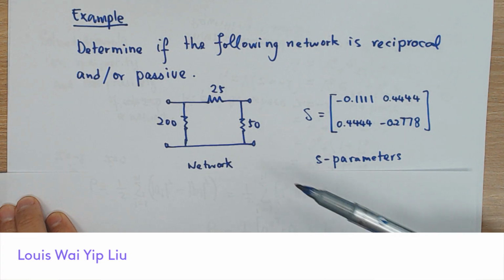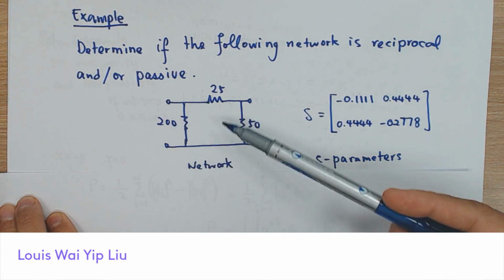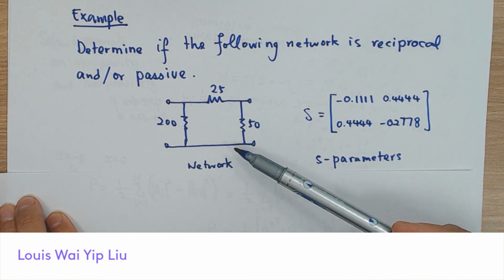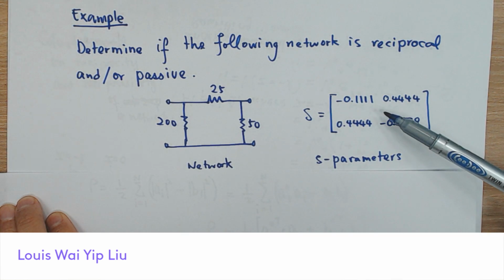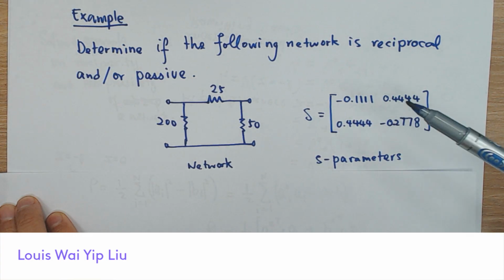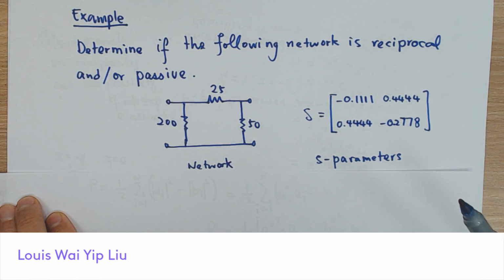So let's take a look at this network. This network is taken from one of our previous examples. It is a completely resistive network. The S parameter has already been derived, and this is the S parameter. What we are going to do is determine whether the network is passive, reciprocal, or noisy.